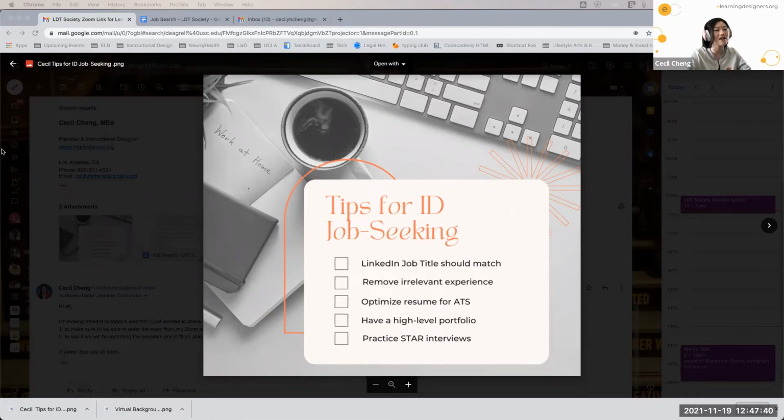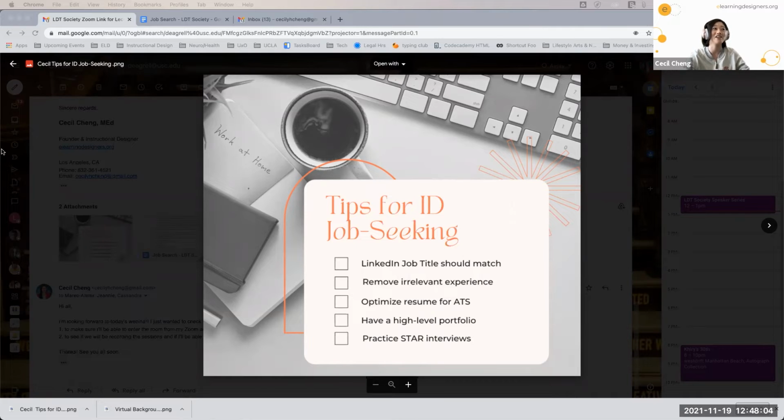So the very last thing on this list is to practice STAR interviews. That's simply an acronym for situation, task, action, and results. I also put a link to that in the document that I share. This is also how Amazon likes to do their interviews. And I actually found this resource that looks really good.